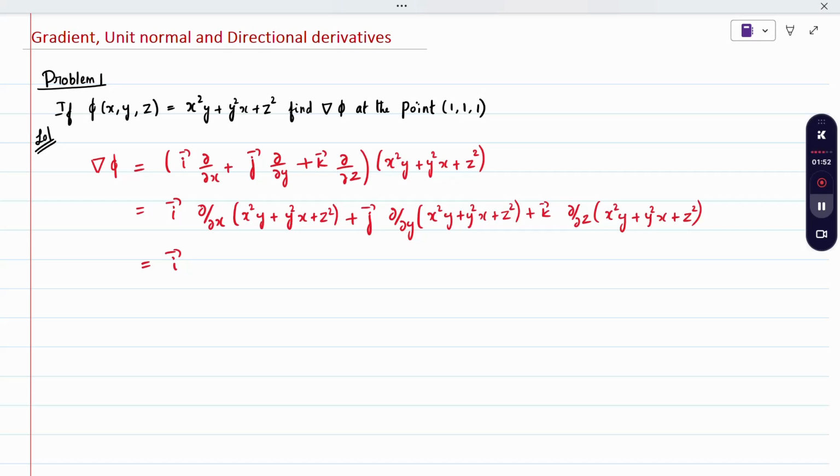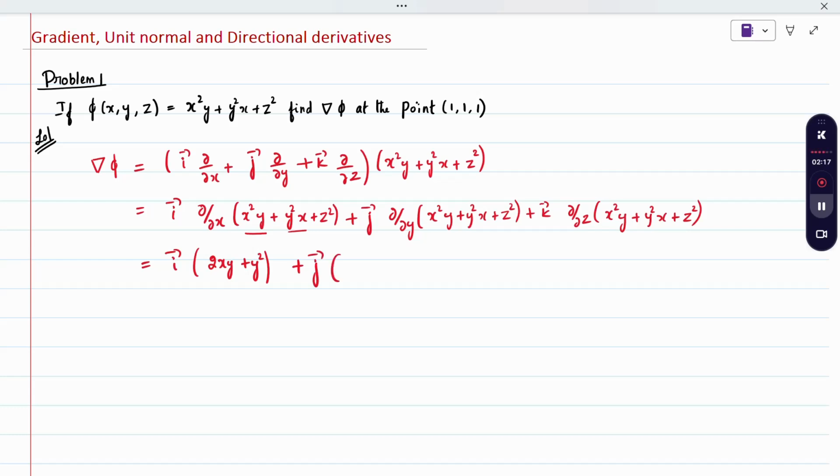So now differentiate, i vector as it is. Dou by dou x of the full expression with respect to x. Where is x involved? Only in this x, in this x. I don't have it in this term. So when I differentiate, I'll be getting the answer to be 2xy plus, in this x I'm going to differentiate, y squared is like a constant, x when I differentiate 1, plus j vector.